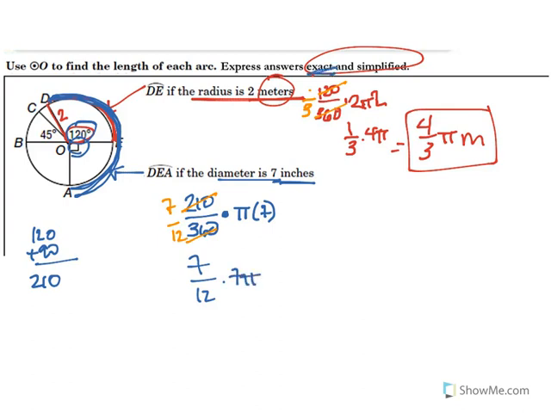Again, I want it exact. Don't throw this in the calculator. Do not give me a decimal. Leave it as a fraction. This is the same thing as 7 pi over 1, so I'm left with 49 over 12 pi. And then don't forget my units, inches.